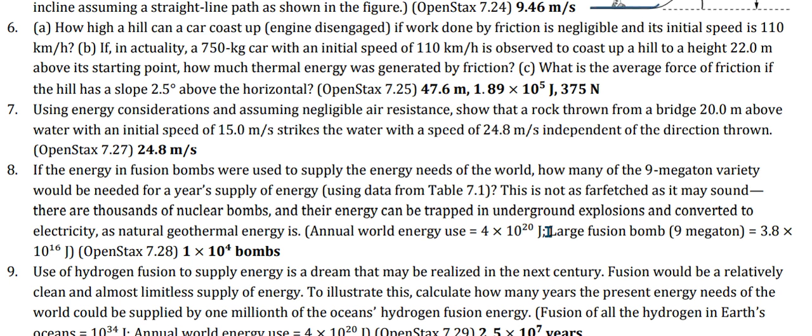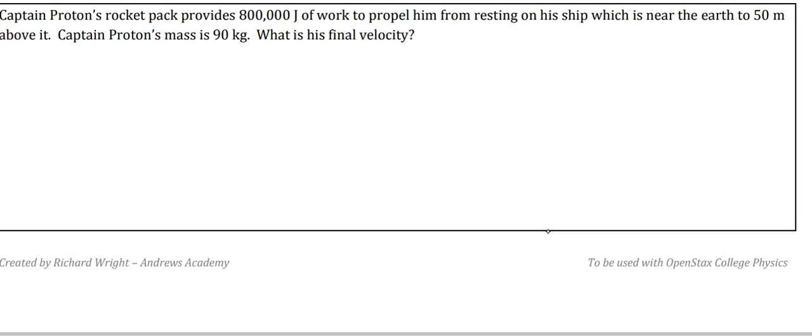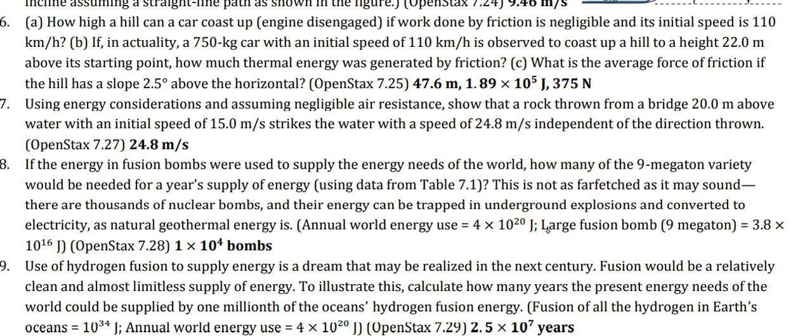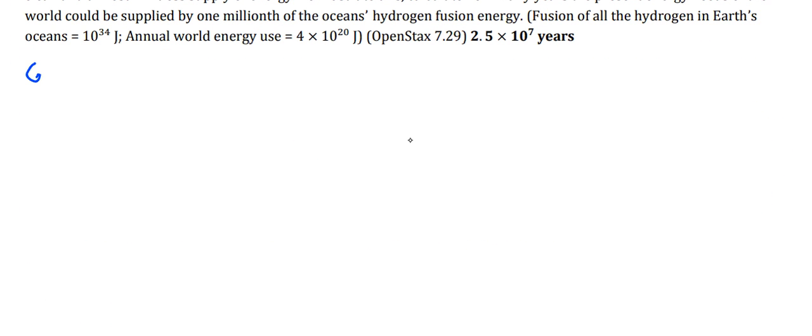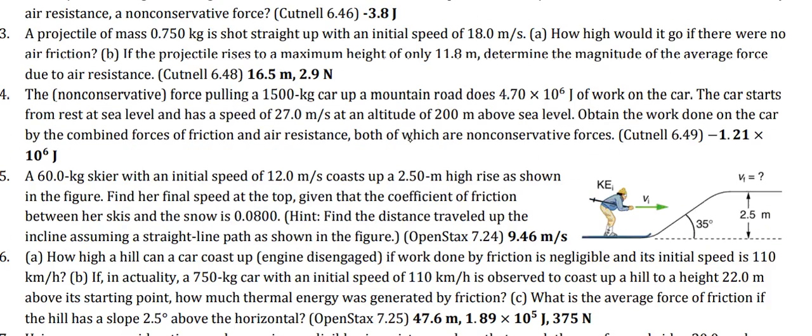So number 6 says, how high on a hill can a car coast up if the work done by friction is negligible, and the initial speed is 110 kilometers per hour? So let's answer that first. So at the beginning, we've got a car that's going up a hill. Initially, it has some speed. That's 110, not meters per second, kilometers per hour. We're going to have to convert that, sadly.